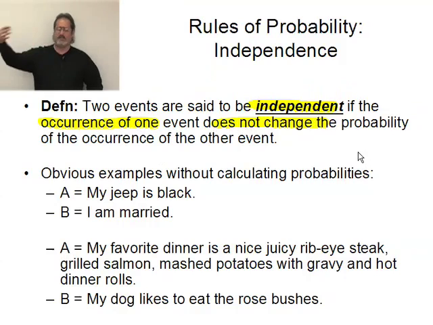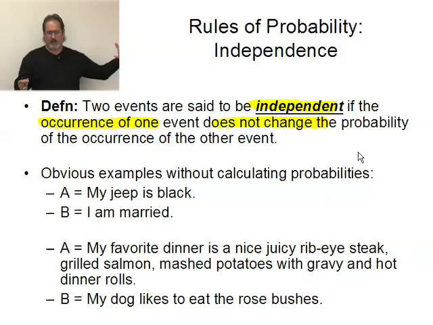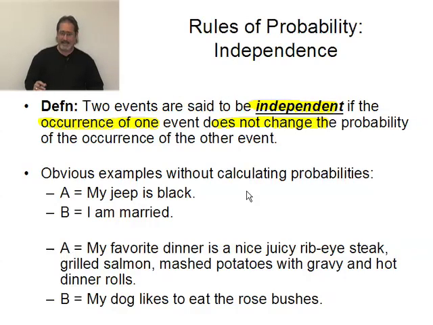In other words, knowing that this other one happened had no effect at all on the probability that the first one that we were interested in happened. There's no connection between them. Now, let's talk about a couple of obvious examples that we will not calculate probabilities for, but just conceptually.